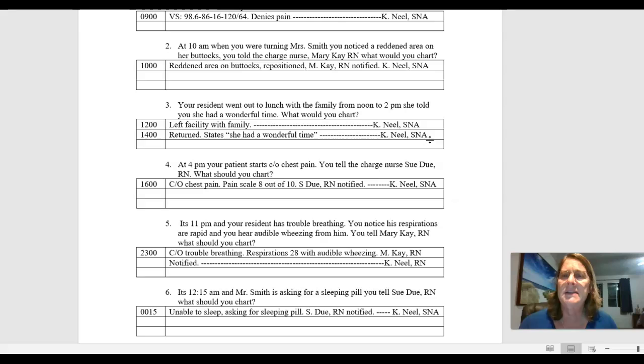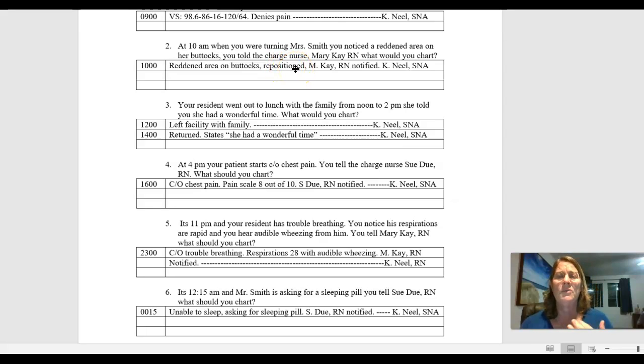Okay. The next one, it says at 10 a.m. when you were turning Mrs. Smith, you noticed a reddened area on her buttocks. You told charge nurse Mary K. RN, what would you chart? So again, different ways to do this, but I put 10 a.m., so 1000, reddened area on buttocks, repositioned.